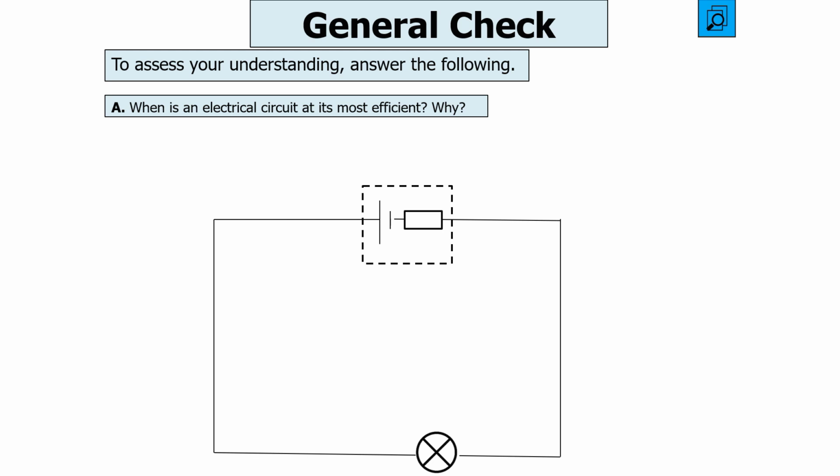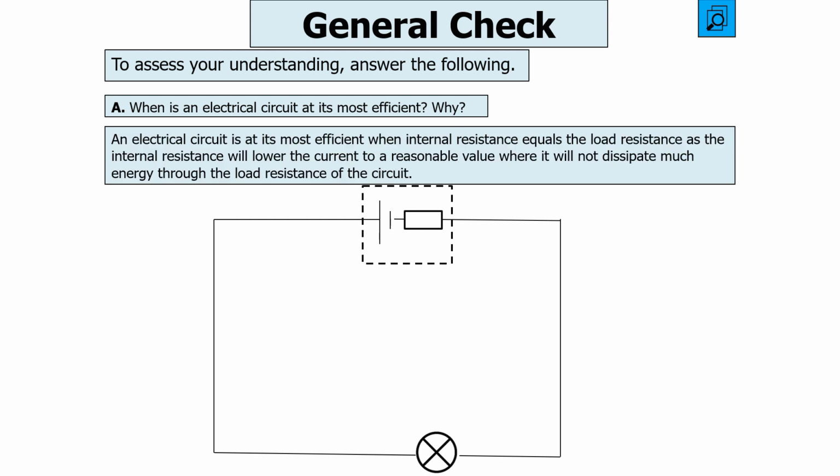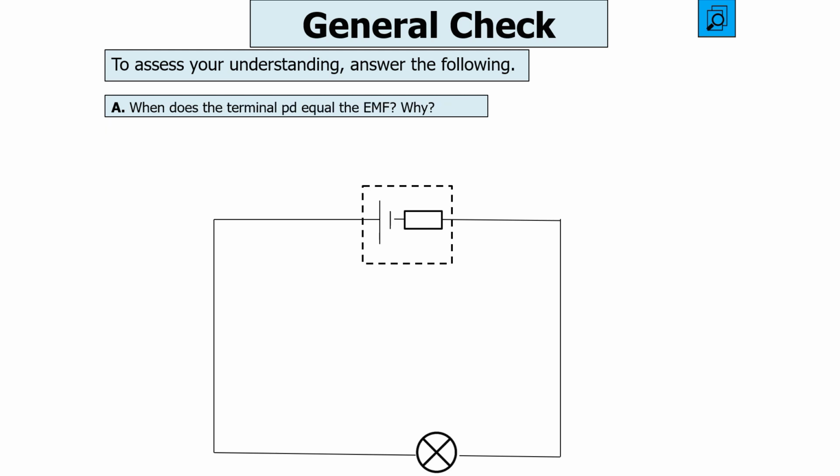So pause the video now, then unpause the video when you want to go through your answer. An electrical circuit is at its most efficient when the internal resistance equals the load resistance, as the internal resistance will lower the current to a reasonable value where it will not dissipate much energy through the load resistance of the circuit. The next question says, when does the terminal PD equal the EMF, and why?